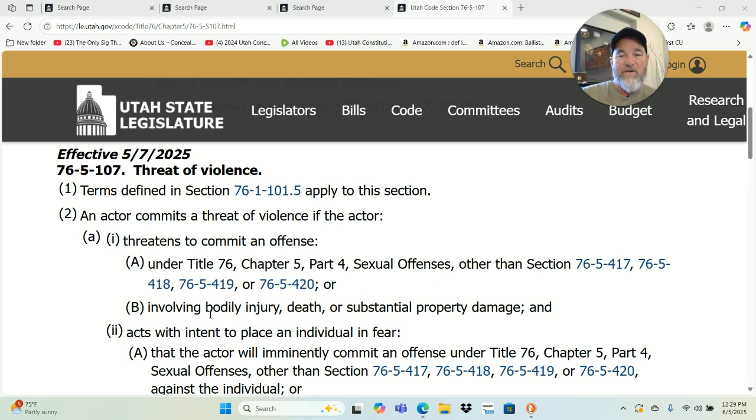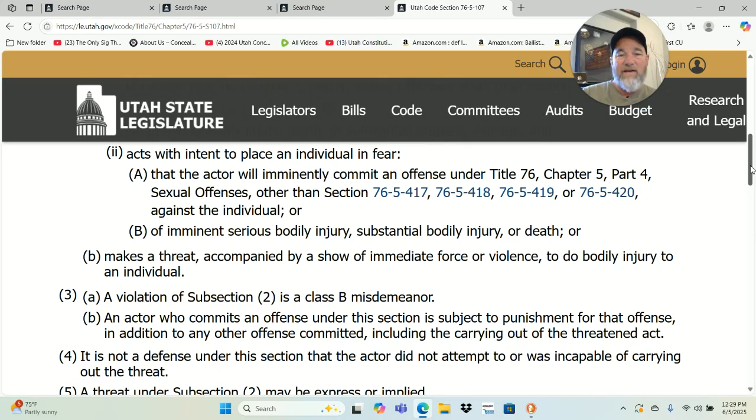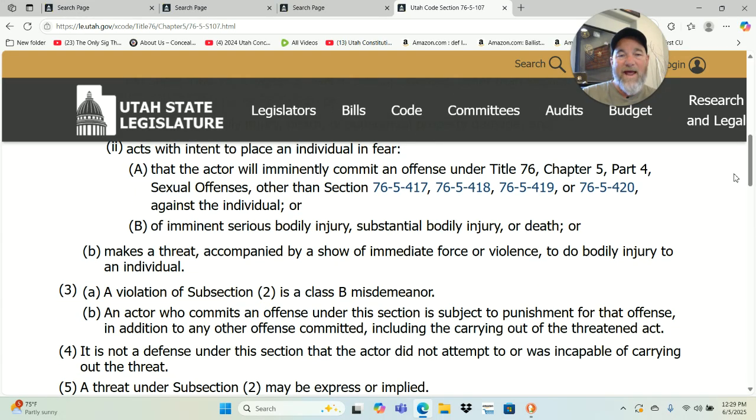Commits a threat of violence if the actor threatens to commit any sexual offense against an individual, or they threaten to commit a bodily injury offense, death, or substantial property damage, and they acted with intent to place an individual in fear of one of those acts being committed against you. Or they make a threat accompanied by a show of immediate force or violence to do bodily injury to an individual.